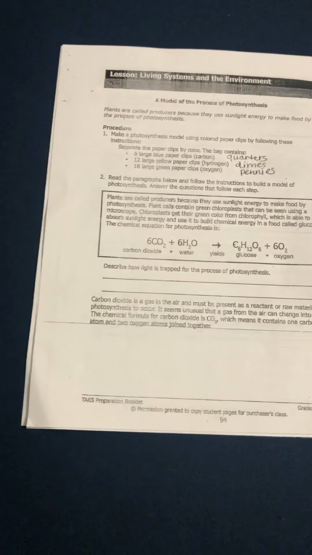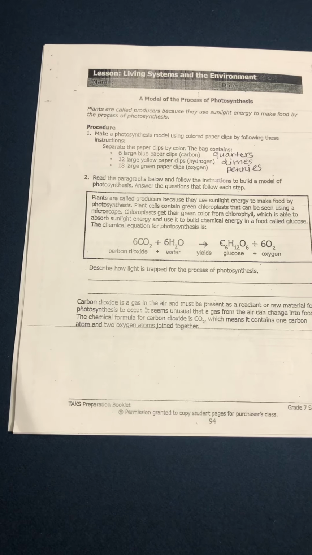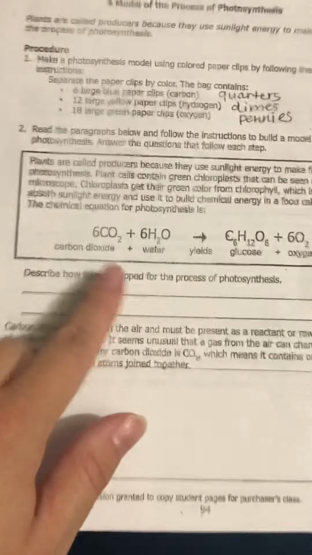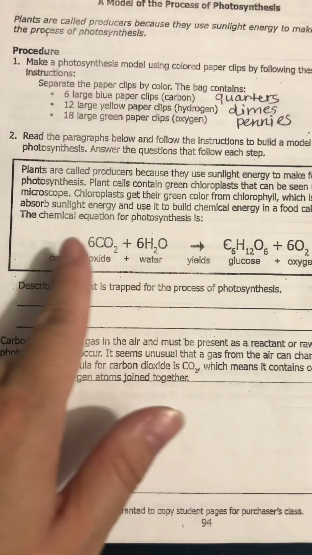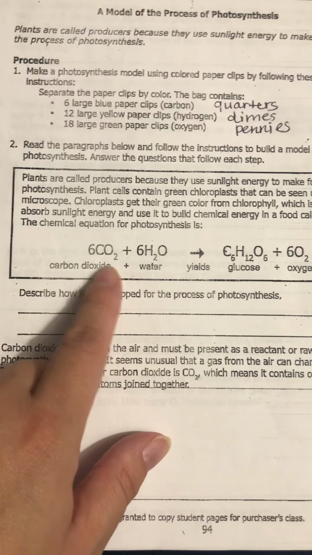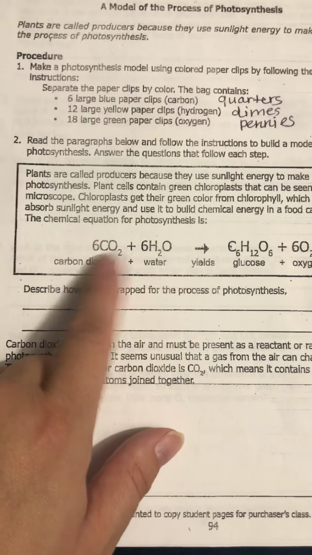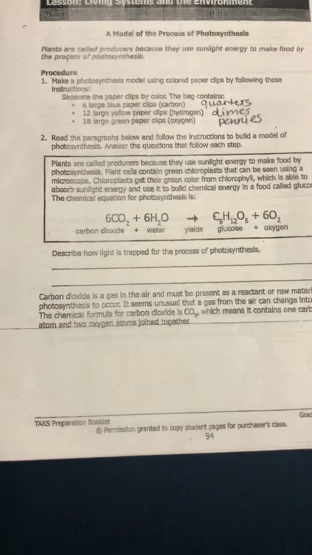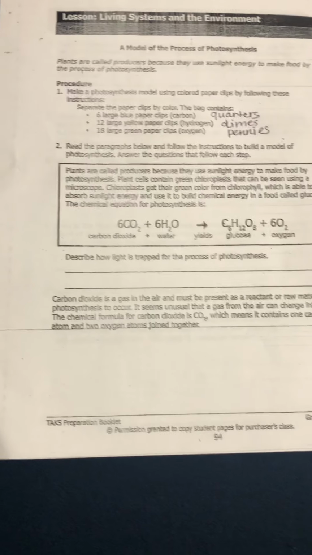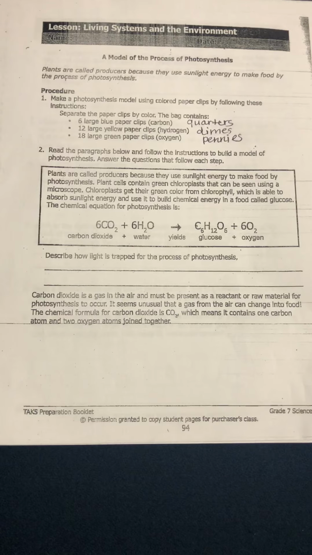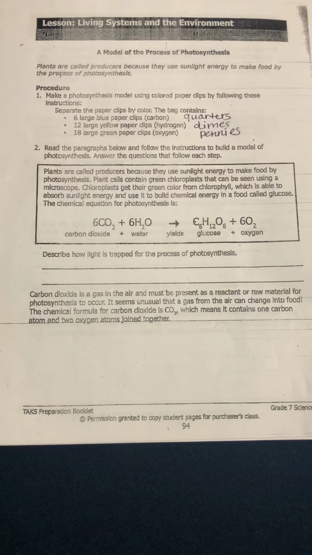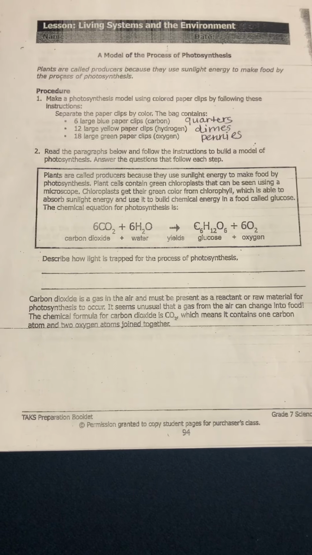So now that we've done that and we know what color is representing what, or what type of coin you're using, we're going to start looking at the left-hand side of this formula. We're going to look at our reactants, what we need for photosynthesis to occur. So we need carbon dioxide. Carbon dioxide is a gas in the air, and it must be present as a reactant or raw material for photosynthesis to occur. It seems unusual that a gas from the air can change into food.